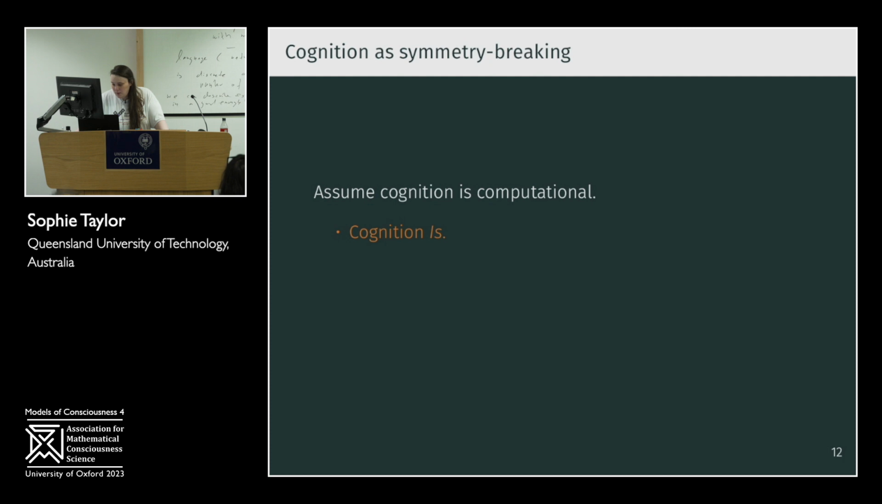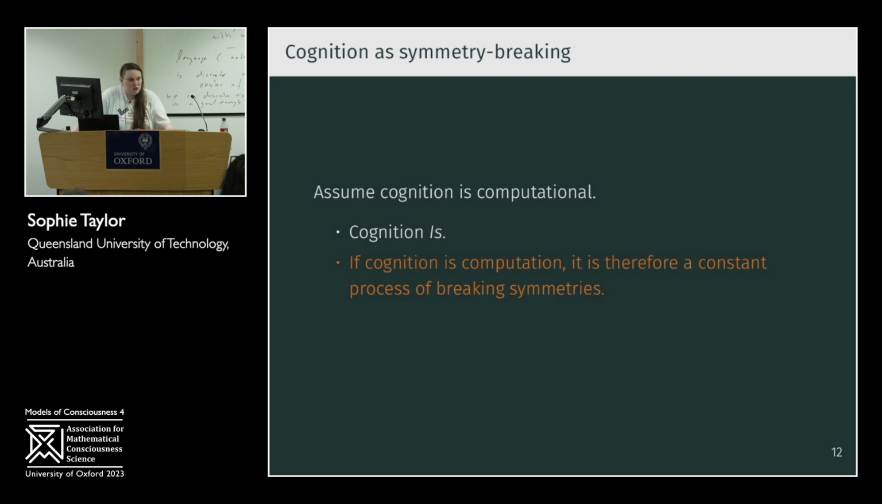So I went way too fast, and this is almost the end of the talk. And we're finally ready to talk about cognition. Paraphrasing, cognition thinks, therefore it is. If cognition and consciousness is computation, and I'm just assuming it is here, it is therefore a constant process of breaking symmetries.